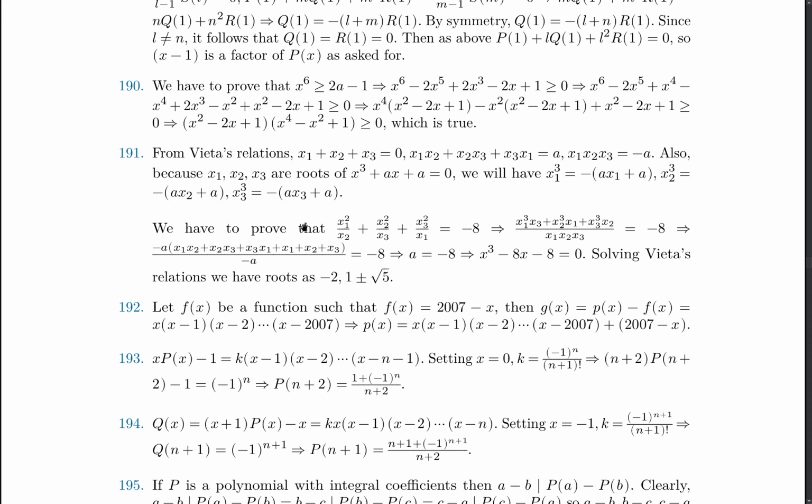Now, we don't have to prove that; it is given that this equation is there, so we just calculate it by brute forcing and we arrive at this result. From here we get that a is equal to minus 8. Once we have that value, it is a simple matter of solving these various equations, and you will arrive at the roots as minus 2 and 1 plus minus square root of 5.